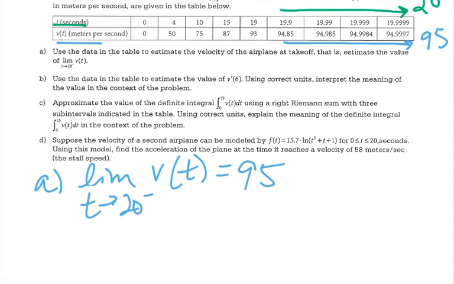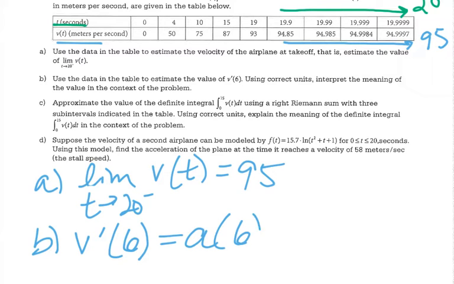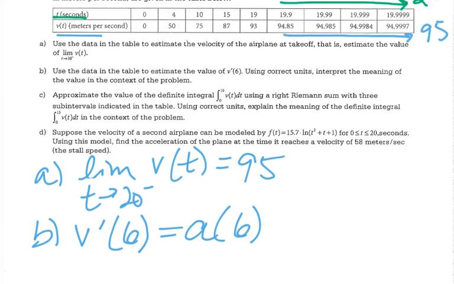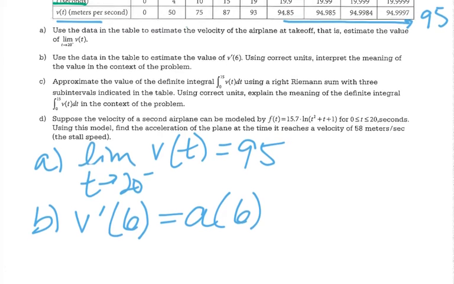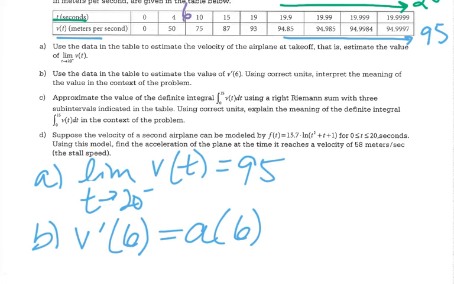Use the data in the table to estimate the value of v prime of 6. So v prime of 6, remember the derivative of velocity is acceleration. So really we're being asked to find the acceleration at t equals 6. Now t equals 6 is not actually in the table, so we have to estimate it. And the way we estimate it is by finding the average rate here. So what we're going to do is look at the t values that fall to the left and the right of 6.